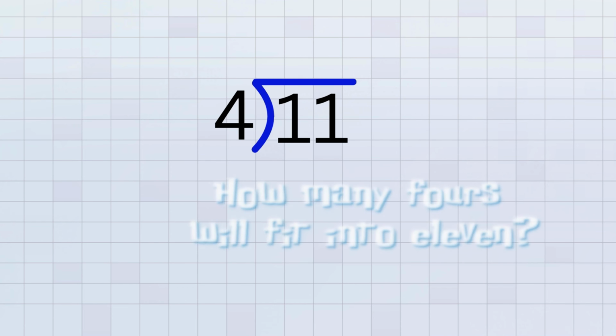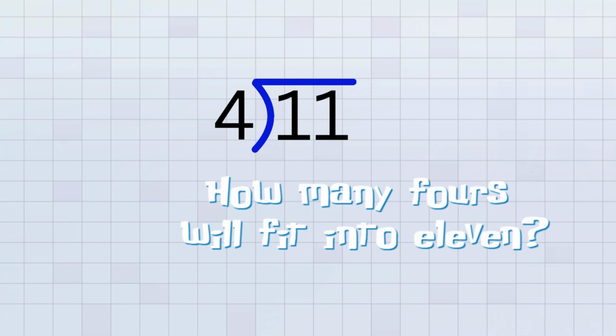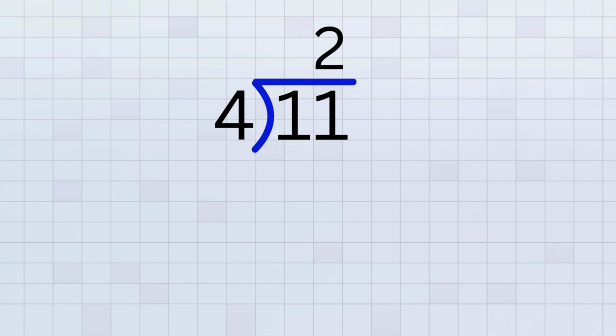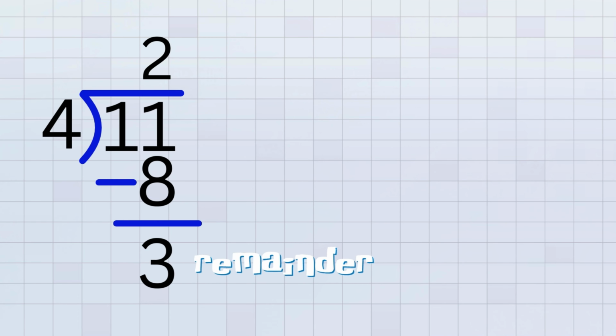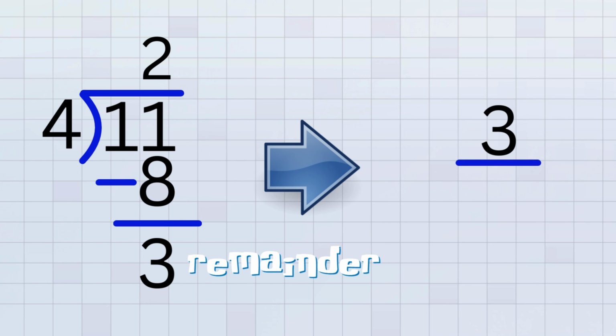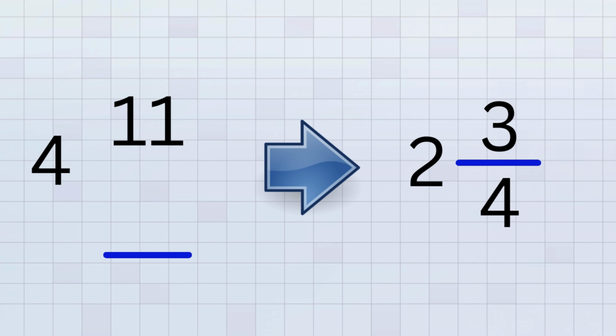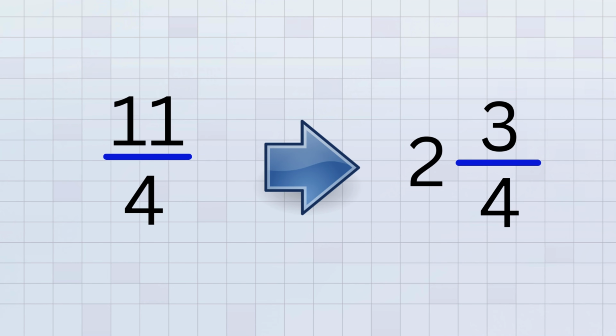We ask, how many 4s will fit into 11? The answer is 2 times. So the quotient is 2. Now we multiply, 2 times 4 equals 8. Subtract. 11 minus 8 equals 3. That 3 is the remainder, which becomes the numerator of the fraction part. The denominator stays the same, 4. And this 2 is our whole number. So 11/4 equals 2 3/4. And that's the mixed number. See how smooth it is?